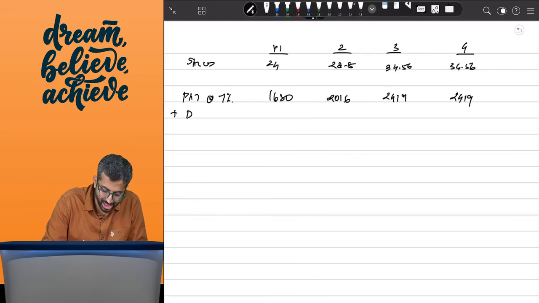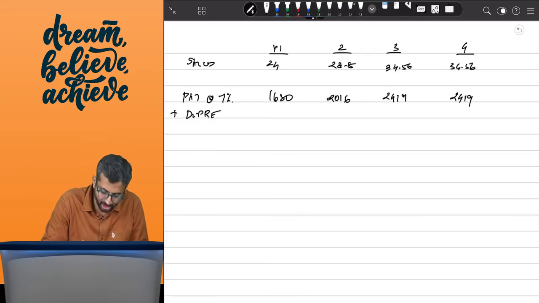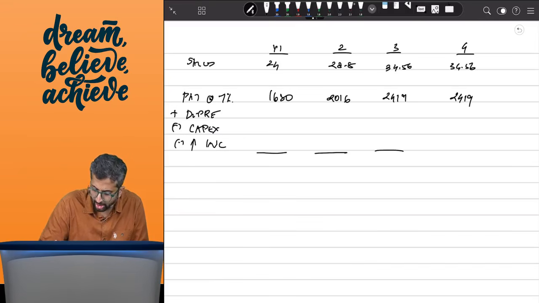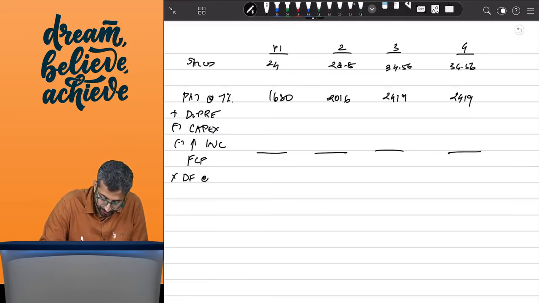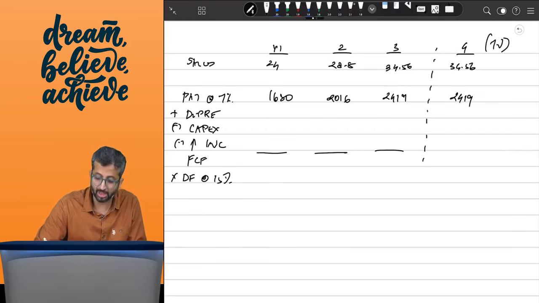To this you ideally have to add back depreciation. There is no debt, so there is no question of interest. Minus you will have to subtract capex, or increase in fixed assets, and then you have to subtract the increase or decrease in working capital. This will give you the free cash flows. Here firm and equity are one and the same because there is no debt. Discount this at the rate of 15% to find the present value of cash flows, at least for the first 3 years. The 4th year I will use for the purpose of terminal value calculation.